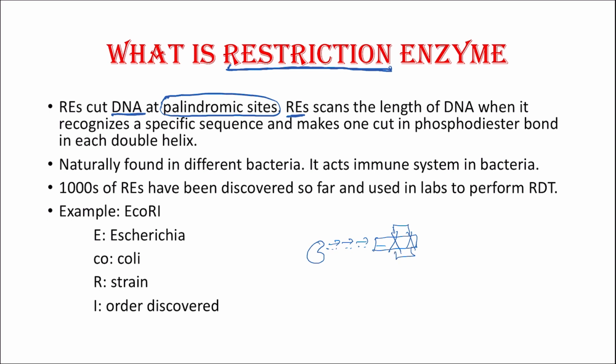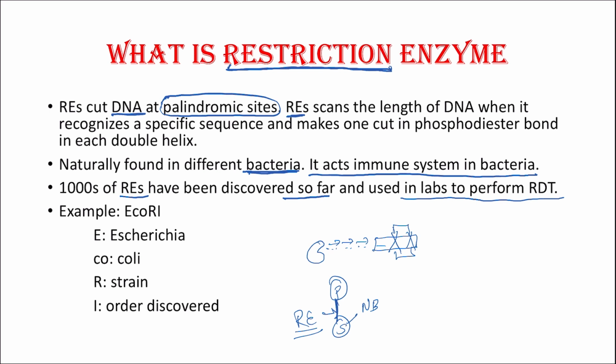As I have told you, in a DNA strand there is a nitrogenous base, a sugar, and a phosphate group. Exactly here the restriction enzyme produces a cut by hydrolyzing this bond. Like plasmids, restriction enzymes are also found naturally in bacteria, where they act as an immune system. Thousands of restriction enzymes have been discovered so far and are used in labs to perform recombinant DNA technology.